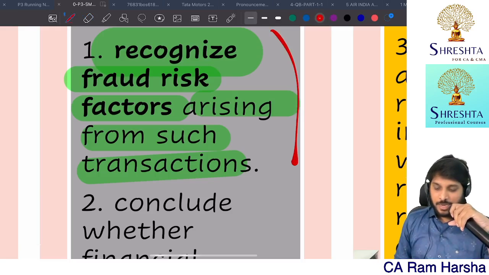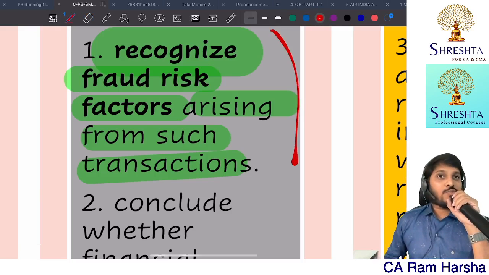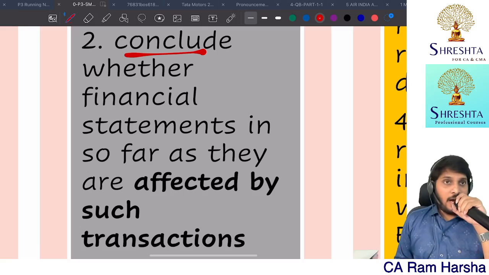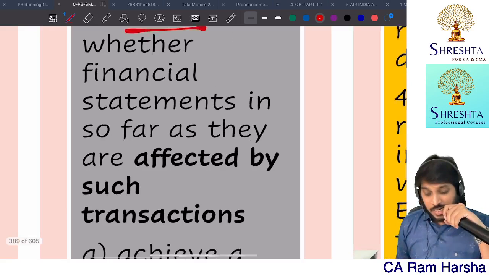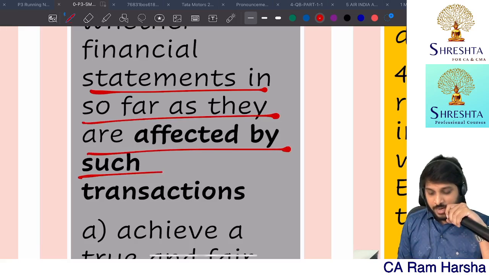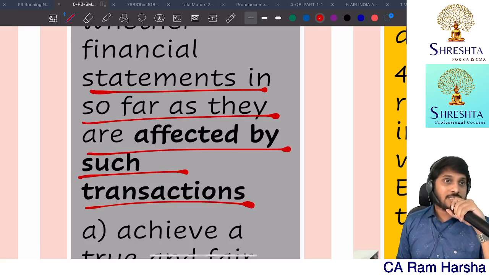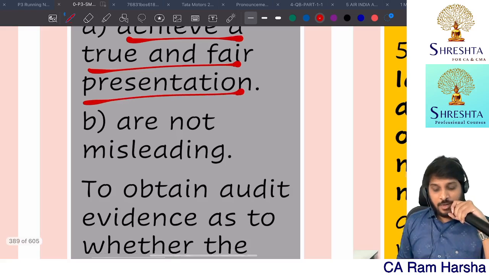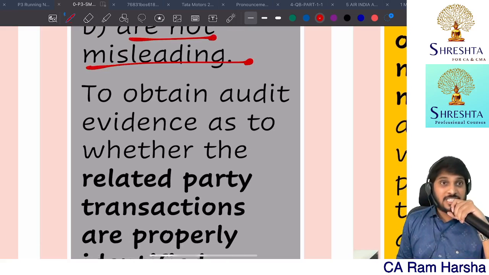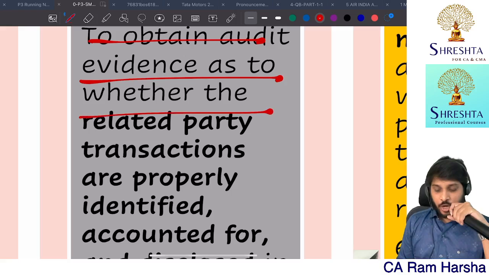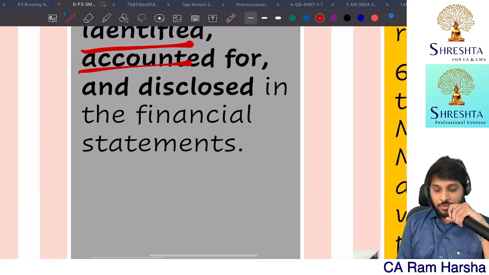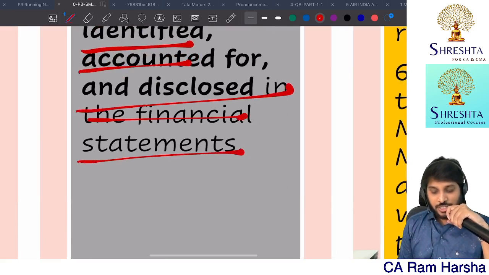So, anyhow, fraud risk factors. That is one important thing when you are observing related parties. Then conclude, if you identify any fraud risk factor, conclude whether financial statements are affected by such transactions where fraud risk factors are there. And see whether financials are achieving true and fair presentation and are not misleading to the extent of related party transactions, and obtain sufficient appropriate evidence whether related party transactions are properly identified, properly accounted, properly disclosed in the financial statements.